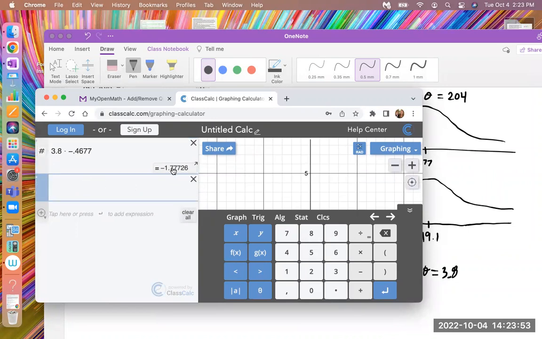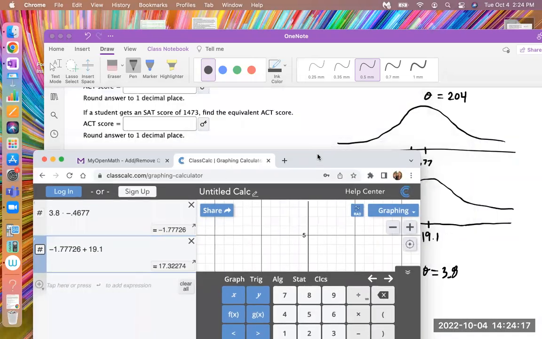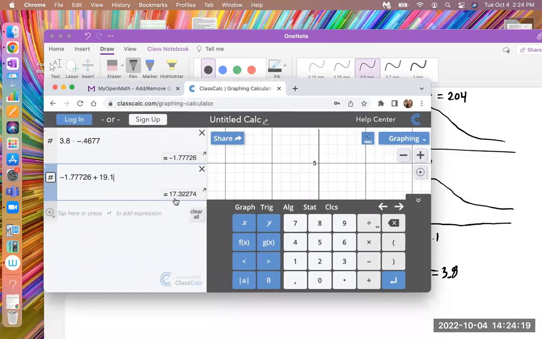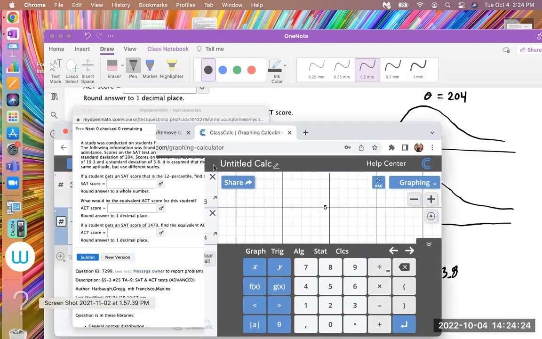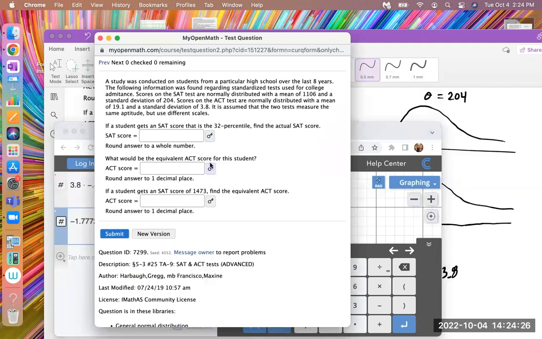And then I just take the answer from above, this negative 1.77726, and then I add the mean 19.1. So that gives me 17.3322, and that is the number that we want here. Rounded to one decimal place, it's just 17.3. Just double check our answer here, 17.3.